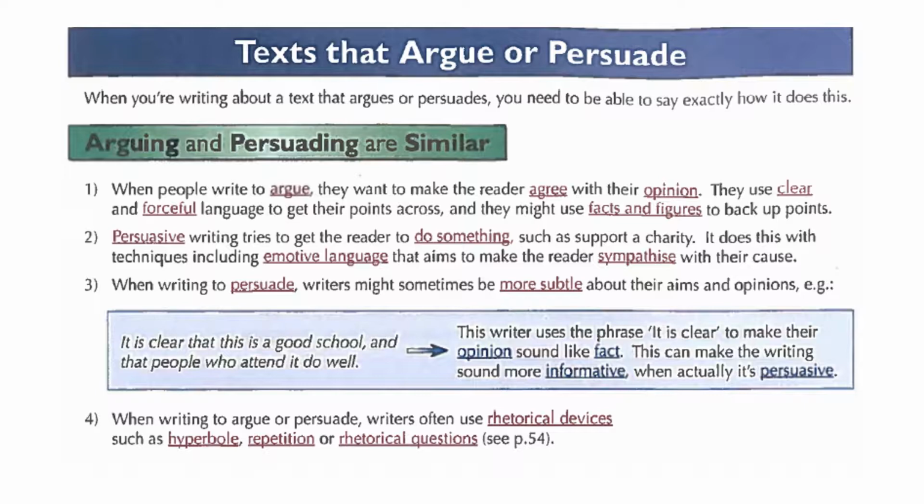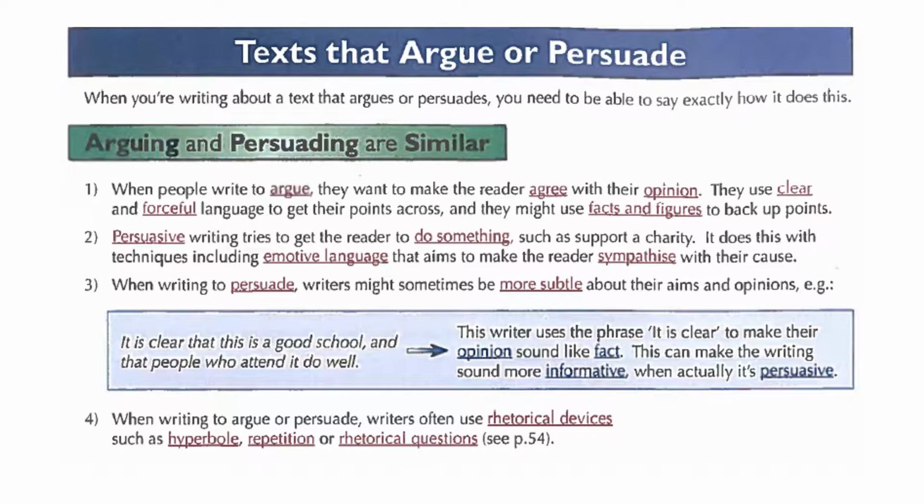You'll use clear and forceful language to get your point across, and you'll use some facts and figures, for example, to back up your points. Persuasive writing tries to get the reader to do something, such as support a charity. It does this with techniques including emotive language that aims to make the reader sympathise with the cause.